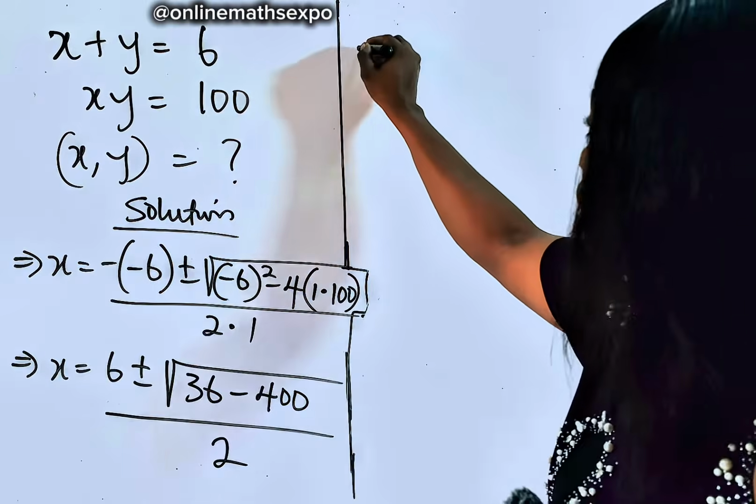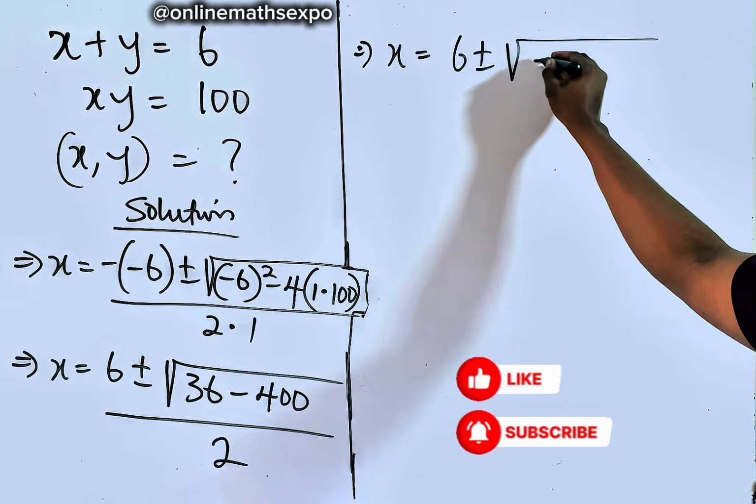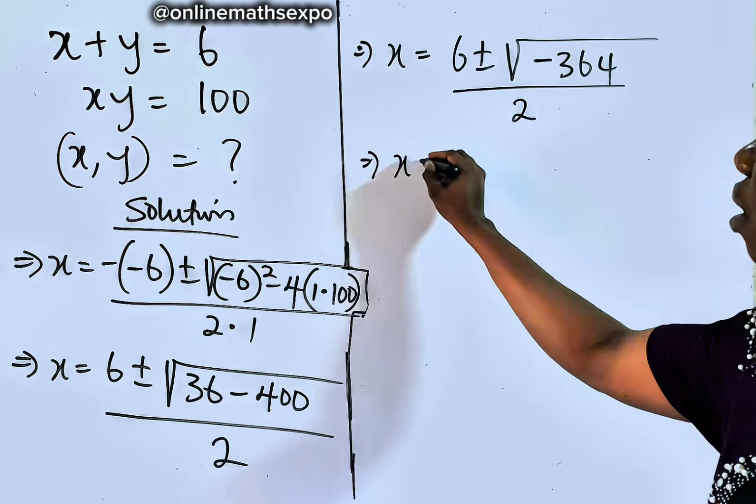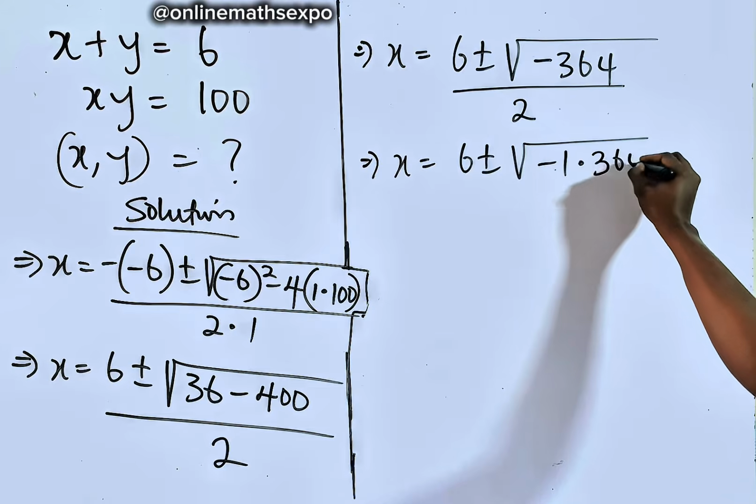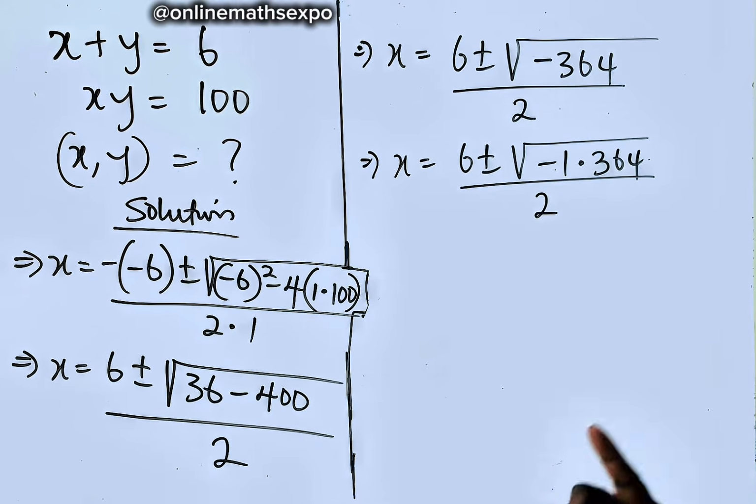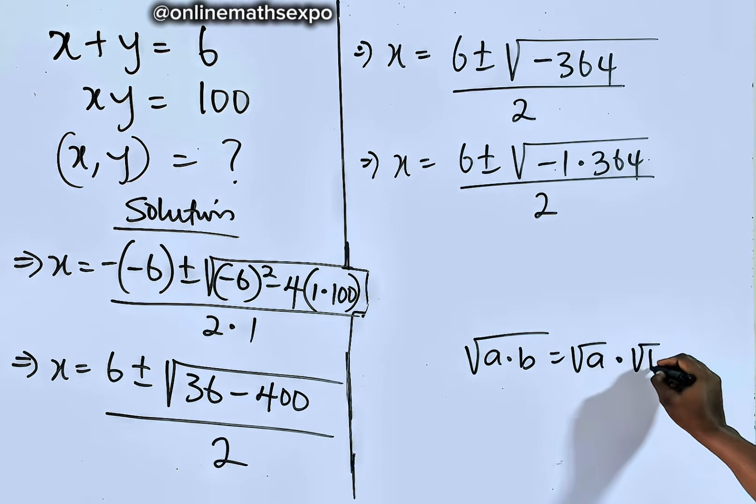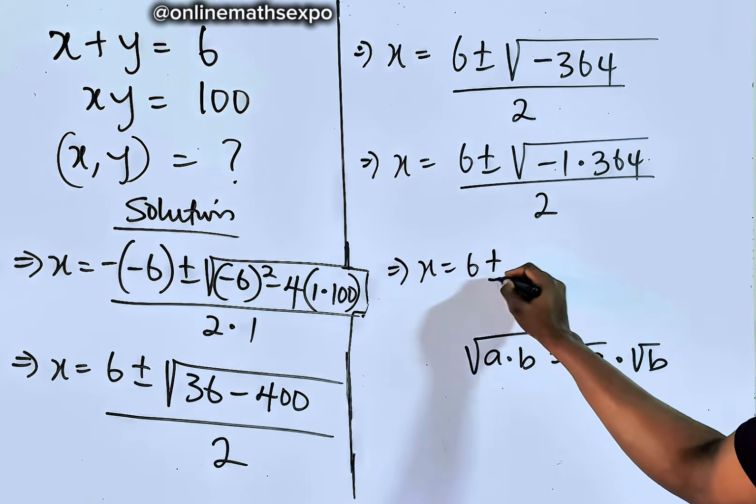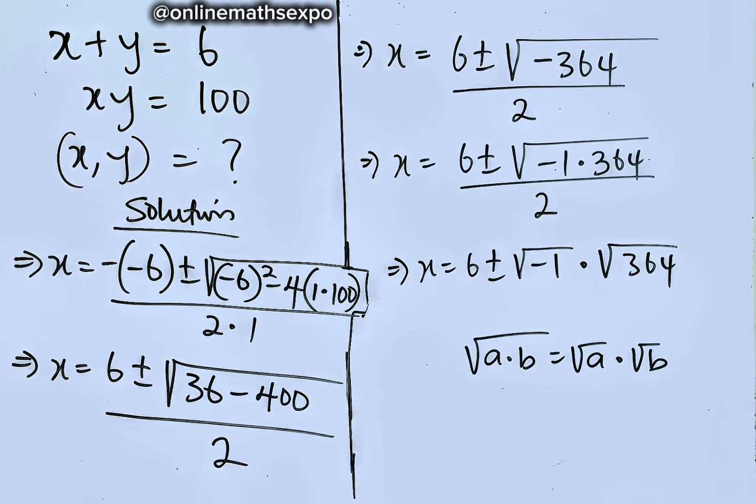Keep solving. This is the same as x is 6 plus or minus the square root of, subtracting, negative 364, divided by 2. This is the same as negative 1 multiplied by 364. And remember, the root of a multiplied by b is the root of a multiplied by the root of b. So if we apply it here, we have x is 6 plus or minus the root of negative 1 multiplied by the square root of 364, divided by 2.